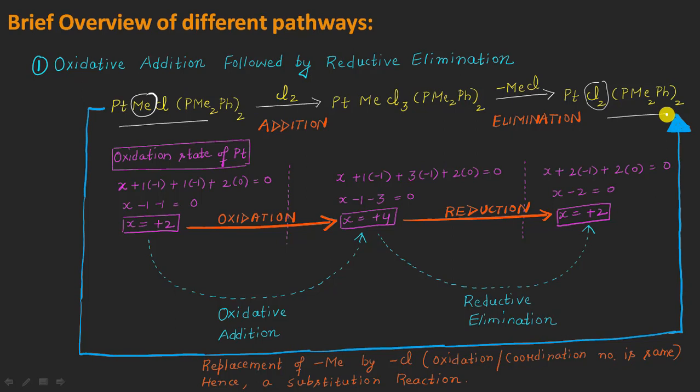You will see that the oxidation state is +2 in the starting as well as in the final product molecule. Moreover, the coordination number is 2 + 1 + 1, which is 4 here. In the same way, even in this product molecule, it is 2 + 2, I mean 4 here, right? So we can call this reaction a substitution type of reaction, but the mechanism or the pathway is oxidative addition followed by a reductive elimination.